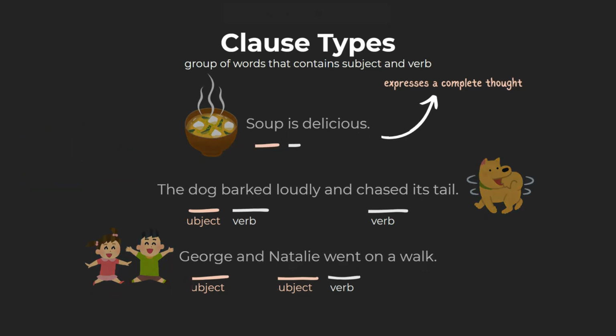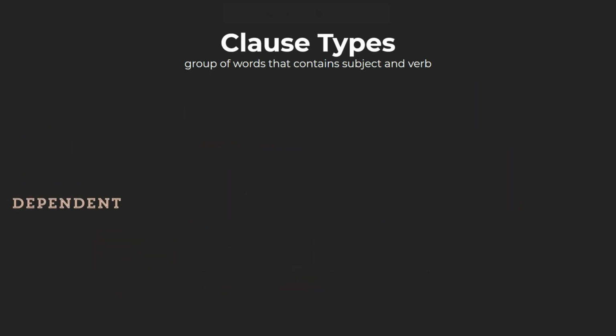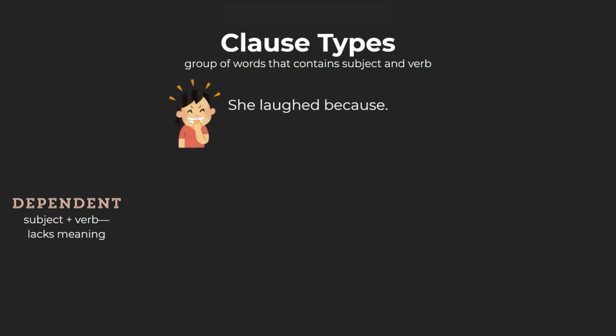This brings us to our next clause type, the dependent clause. A dependent clause also has a subject and verb, but it still lacks meaning. It doesn't express a complete thought. For example, "She laughed because." Here we have a subject, she, and a verb, laughed, but our sentence still lacks meaning. It has the word because, indicating to us that we're going to be told why she's laughing, but the sentence never actually tells us why, and the reader is left without information.